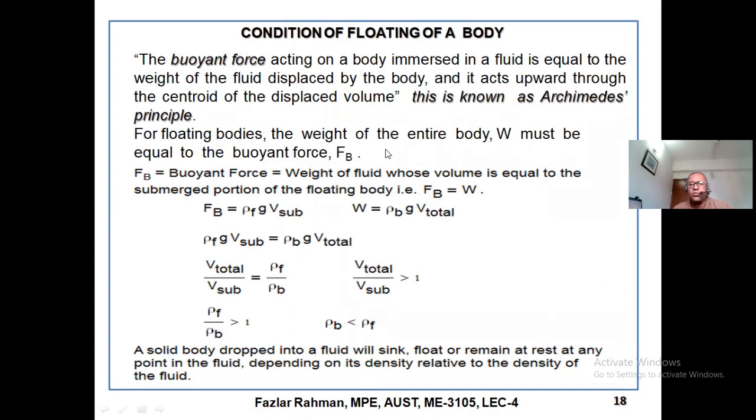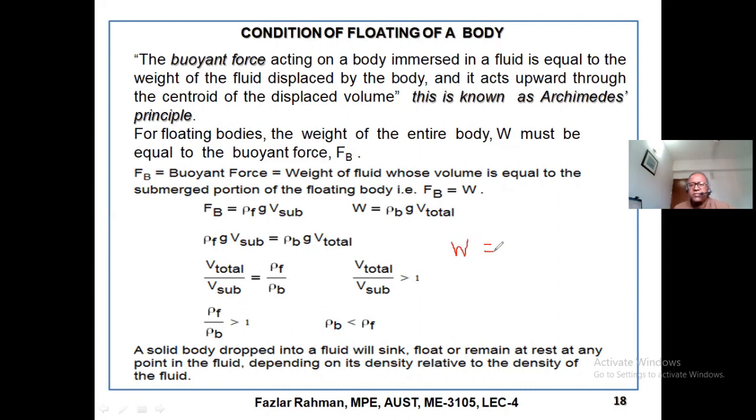So for a floating body, the entire weight of the body is W, and the buoyant force is FB. So what will be the W? W, I am saying, is the weight of the body.